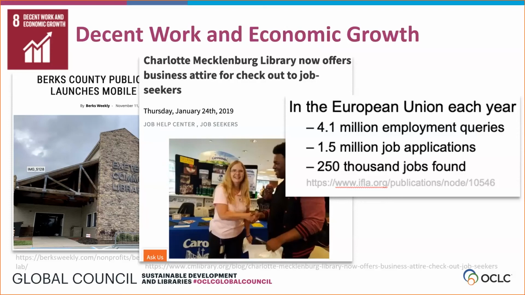One thing to keep in mind with these numbers is that they're just for 1 year in just one part of the world. Imagine if we were able to collect statistics on this in libraries worldwide for the whole 15-year period of the SDGs. We would probably need a bigger slide to display that number.